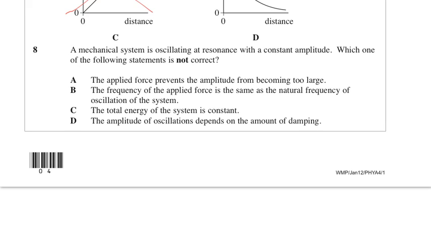The frequency of the applied force is the same as the natural frequency, so it's at resonance. So the frequency of the applied force is the same as the natural frequency, that's true at resonance. Total energy of the system is constant, that's true, that's always true. The amplitude of oscillations depends on the amount of damping, that's true. More damping is smaller amplitude, so exactly right, this one is the one that's not correct.